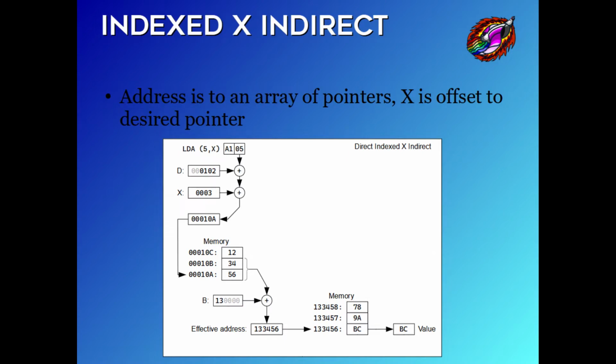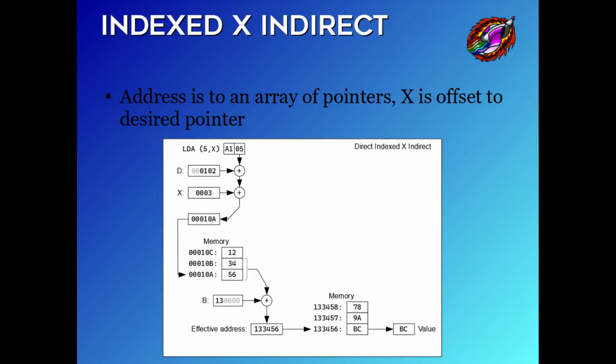Next, more complicated, is indexed X indirect. Now, I'm saying that very deliberately because I'm always getting these 2 addressing modes' names confused, because the order is important on those words. In this case, our operand is indicating the location of an array of pointers, and we're using X as an offset to the desired pointer. Actually, I suppose I should say that the operand is specifying the starting address of a block of memory that contains some data, and that X is the offset into that data that is indicating a pointer, because we could have other things there as well.